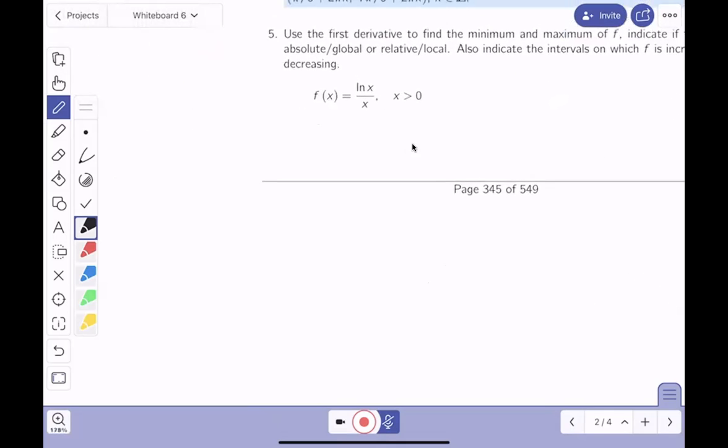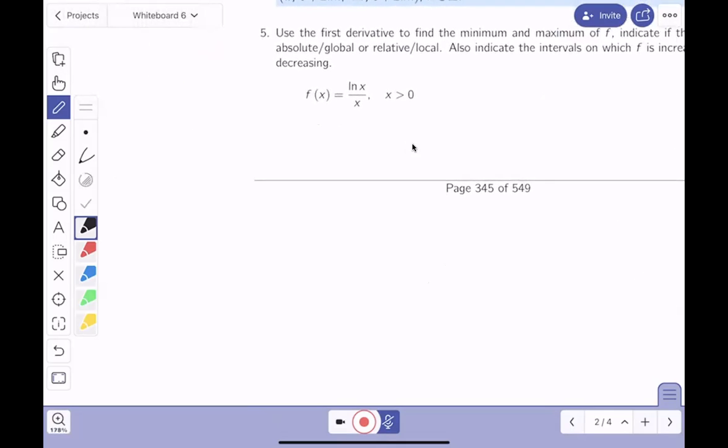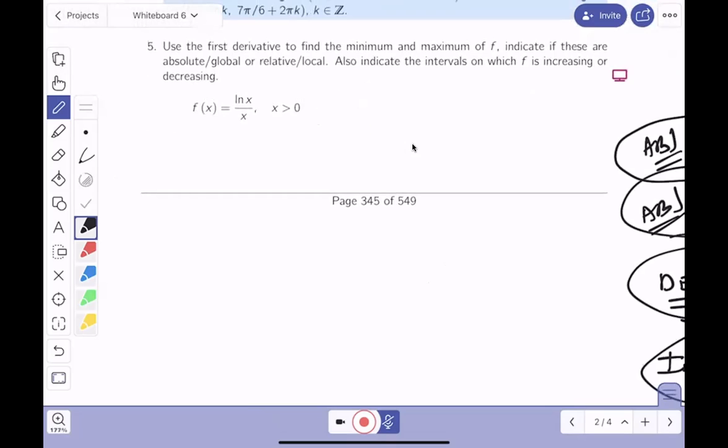And number 5, again, they give me the domain of it. It's greater than 0. And what am I going to do? I guess I got to do it. So what am I going to do over here? I got to put the derivative down. And that's going to be x squared. Bring the bottom to the top. Derivative of the top is 1 over x minus, well, this is going to be a tough one.